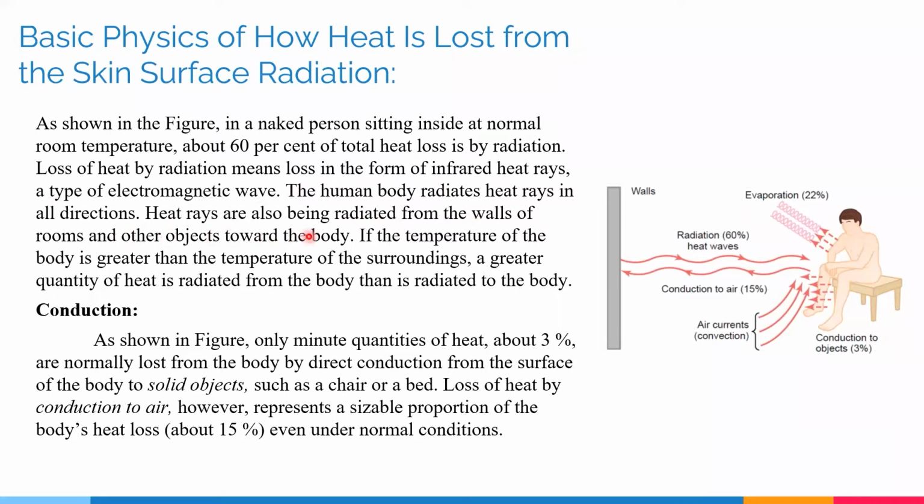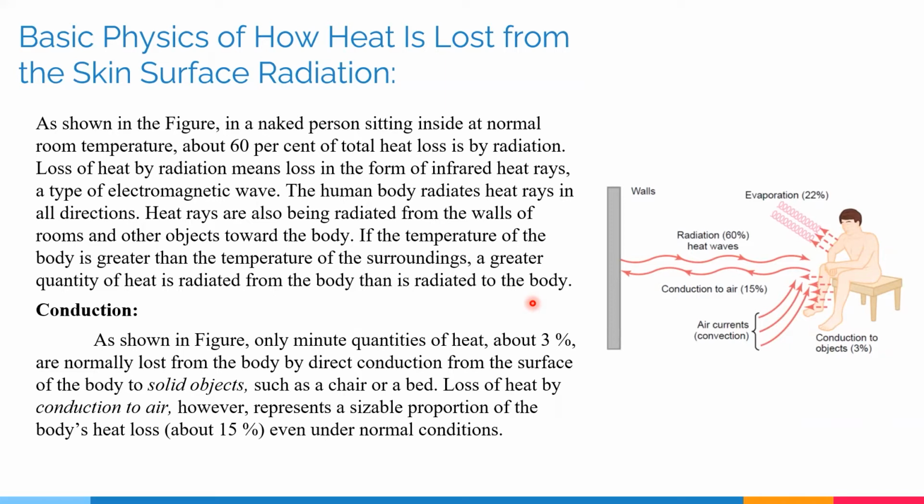Heat rays are also being radiated from the walls of the rooms and other objects towards the body. Obviously, if the temperature of the body is greater than the temperature of the surroundings, a greater quantity of heat is radiated from the body than is radiated to the body. That is, if the temperature of the surroundings is greater than the temperature of the body, then heat will flow from the surroundings to the body. And if the temperature of the surroundings is lower than the temperature of one's body, then heat will flow from one's body towards the surroundings.